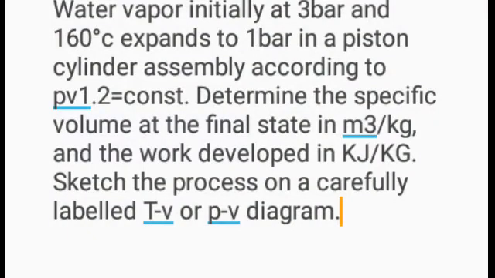Welcome back. So now the question we have before us says, water vapor initially at 3 bar and 160 degrees Celsius expands to 1.0 bar in a piston cylinder assembly according to PV raised to power 1.2 equals constant. Our problem is to determine the specific volume at the final state. Remember the word there, specific volume. It carries a lot of weight, if I must say, in meter cube per kilogram, and the work developed in kilojoules per kilogram. We are meant to sketch the process on a carefully labeled TV or PV diagram.